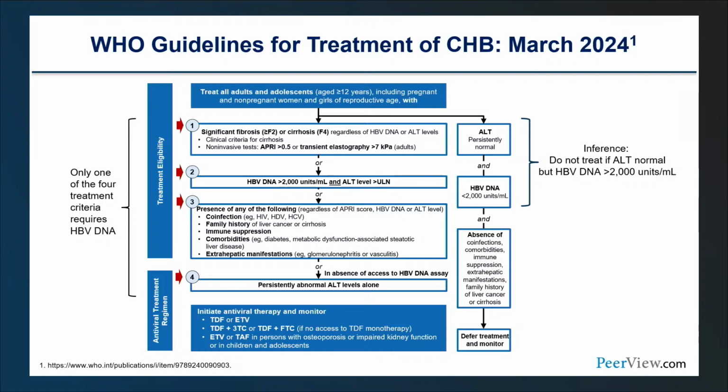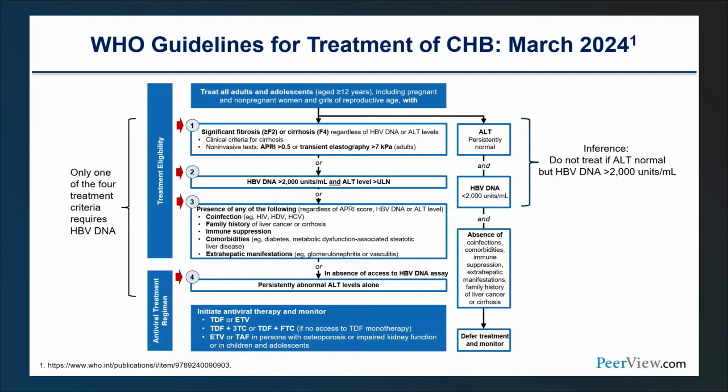again, indication for therapy. The third, any of the following risk factors that might increase the chance that this person is going to have more aggressive disease: co-infection with HIV, Delta, hepatitis C, a family history of cirrhosis and liver cancer, immune suppression, comorbidities, and these are pretty loose, right? Diabetes, metabolic dysfunction associated steatotic liver disease. This is like right now we're treating all of America with hepatitis B. And then extrahepatic manifestations such as glomerulonephritis or vasculitis. Or if you do not have the ability to measure your hepatitis B DNA by an assay, but you have hep B surface antigen and you have abnormal ALT, you can treat using those criteria.